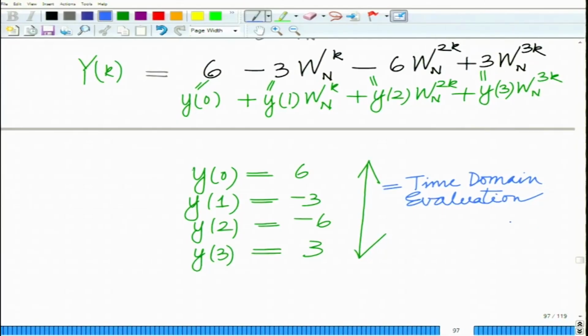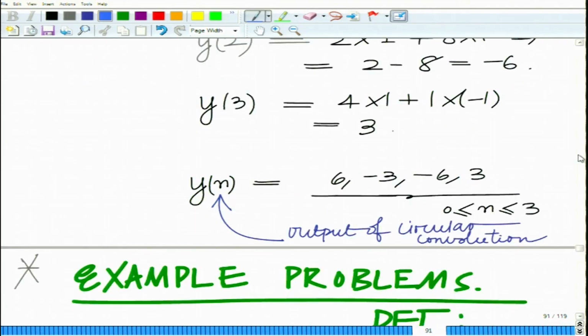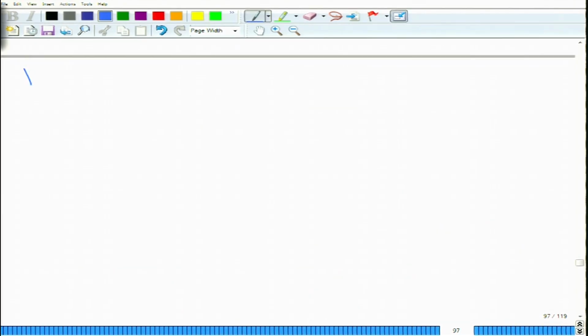All right. So, let us proceed to the next problem. This was, if I remember correctly, the 18th problem. So, let us proceed to the next example, that is example 19.